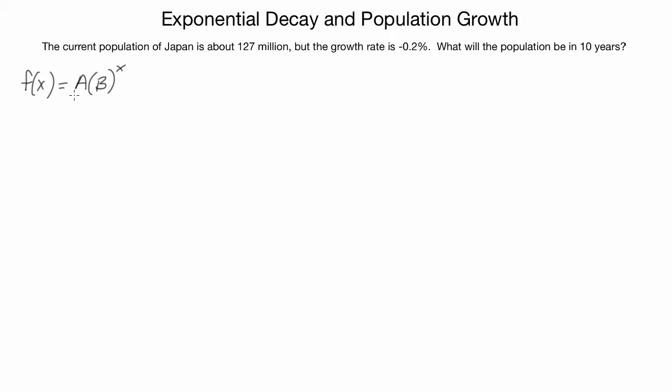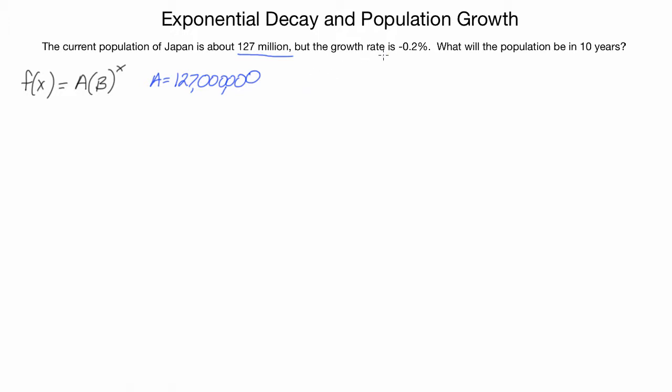So I need to find a value for a. Remember, a is my starting value. So my value for a in this problem is going to be 127 million. So I'm just going to put that in there. a equals 127 million. That's my starting amount of population.